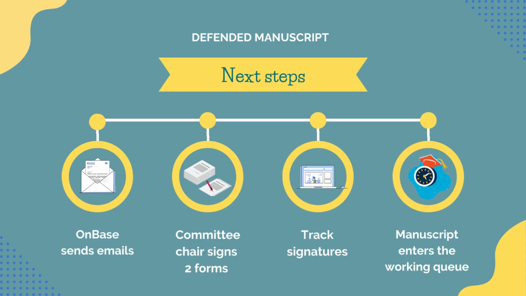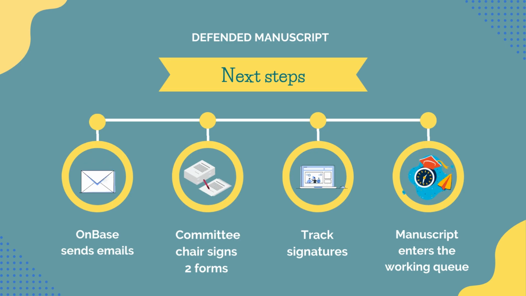After you hit submit, the system will send emails with links to the approval forms for your committee members and department chair to sign. It's a good idea to give them a reminder to keep an eye out for these emails. Another important note, your committee chair will receive 2 emails with 2 different forms they need to sign. They will need to sign both forms, the supervisory committee form and the final reading form. It is the responsibility of students to track signatures and follow up with any missing forms.